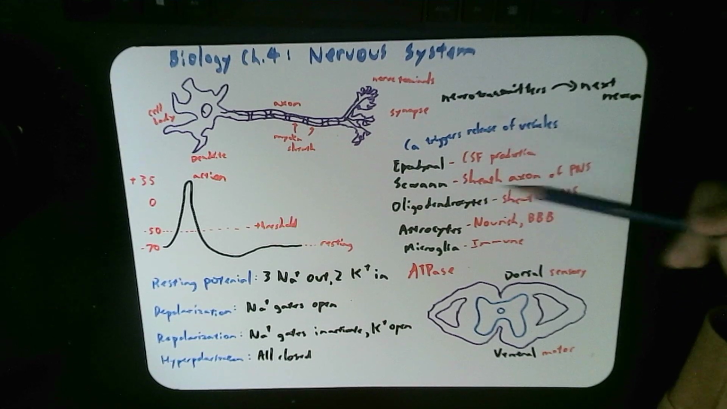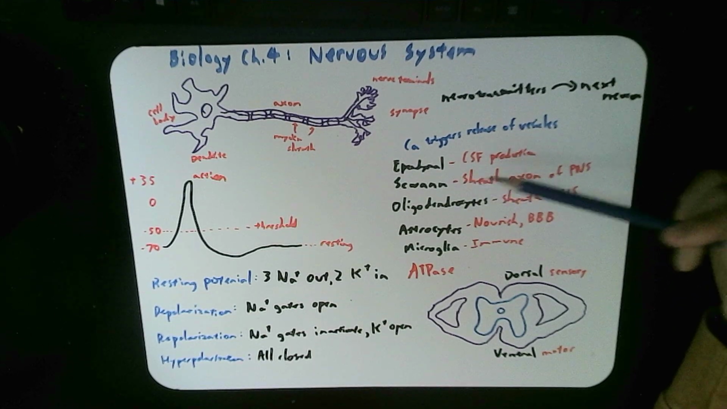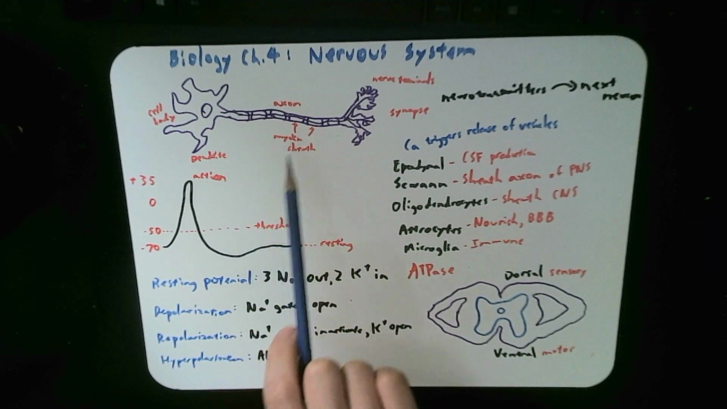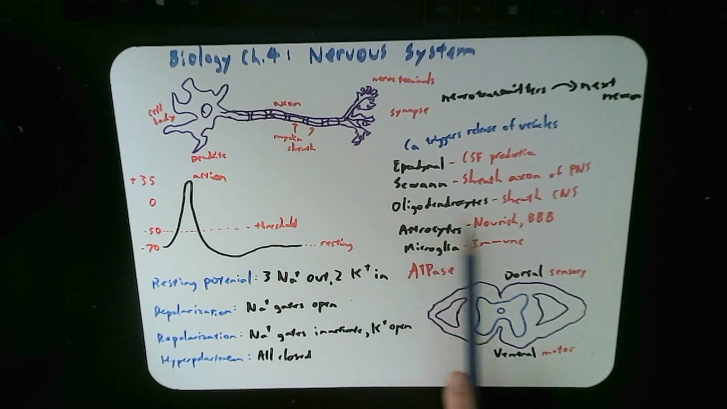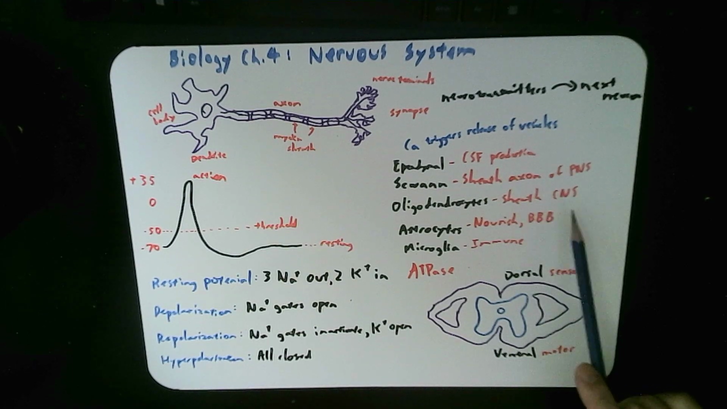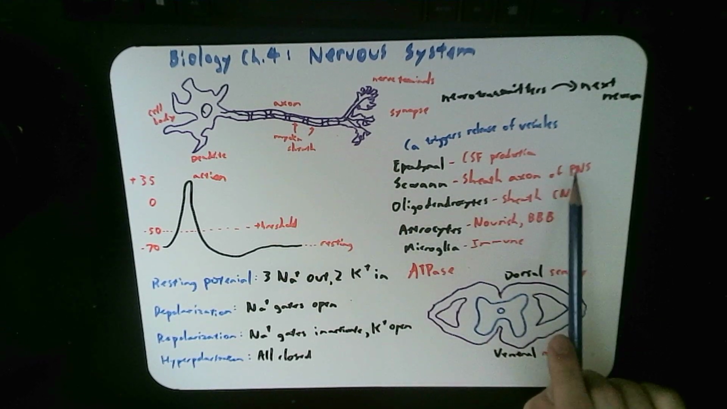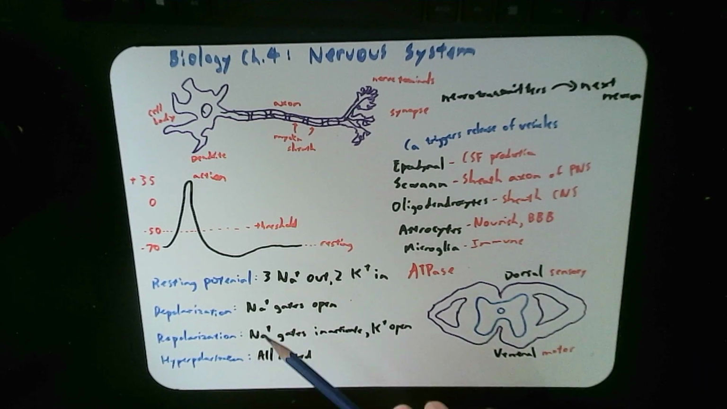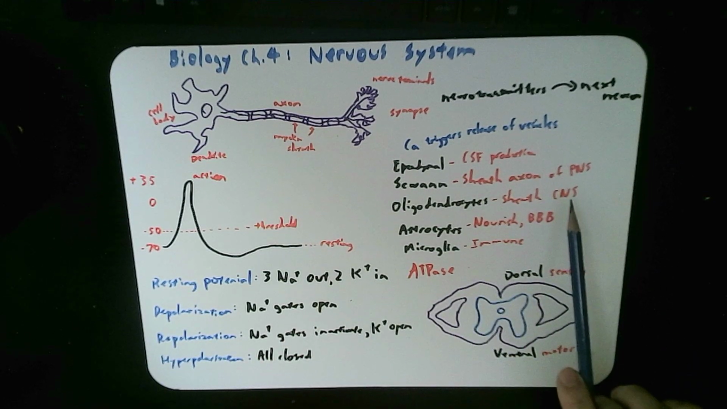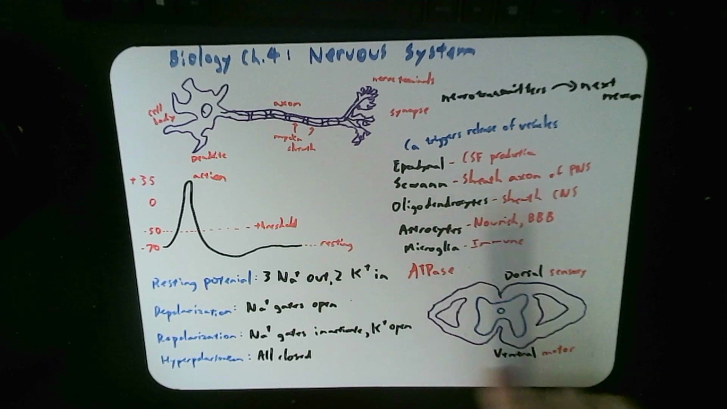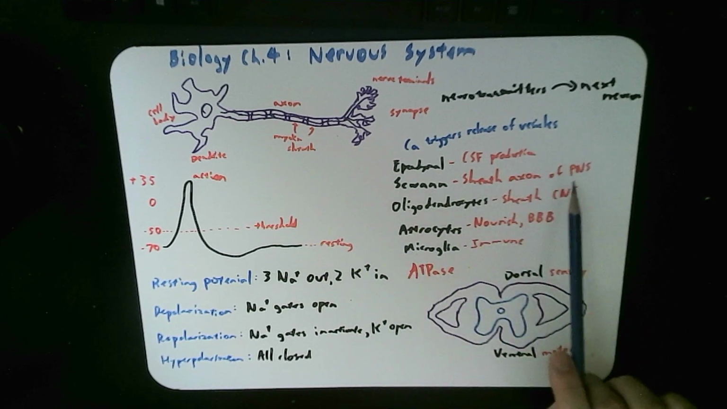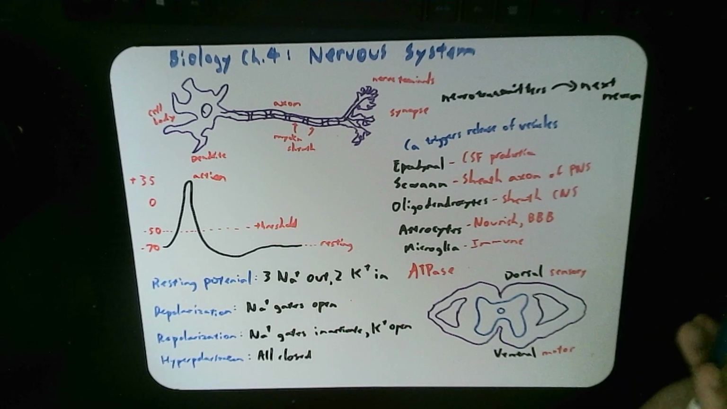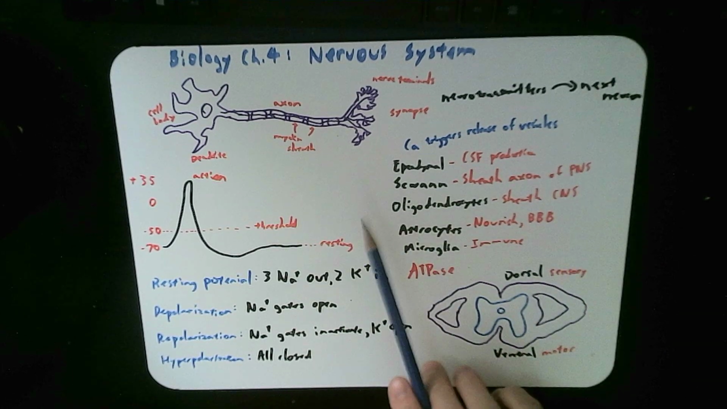Schwann cells are the myelin sheath on the axon of the PNS, the peripheral nervous system. Oligodendrocytes are the same sheath but in the central nervous system, for your brain and your spinal cord. So the peripheral nervous system includes everything other than your brain and spinal cord. The way I remember this is Schwann. Schwann kind of sounds like schlong, and schlong is your PNS, right? So easy to remember, Schwann, PNS.